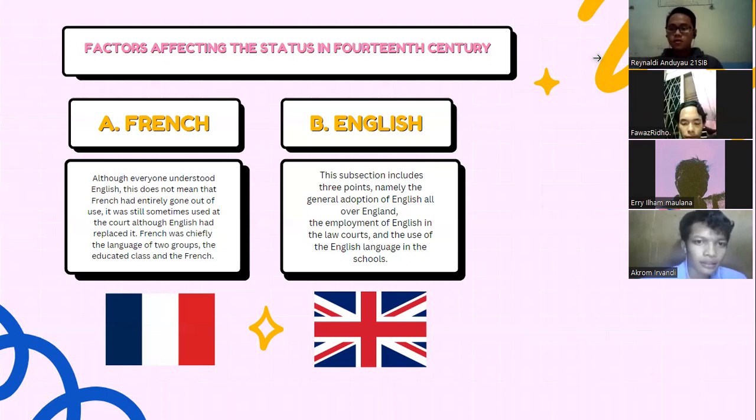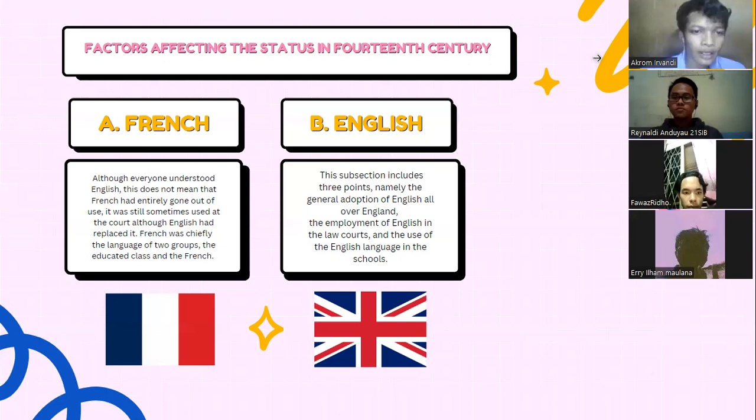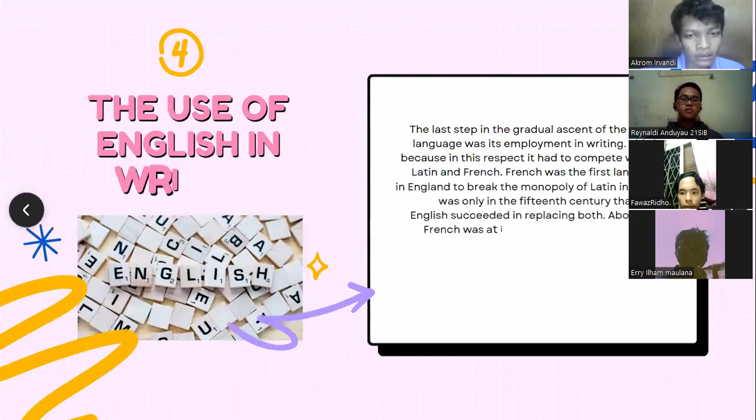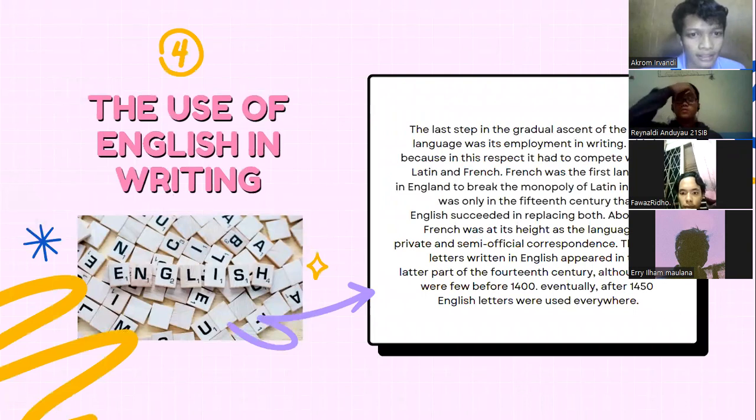Okay. And for the fourth material, English in writing. The last step in the gradual action of the English language was its employment in writing. This is because in this respect it had to compete with both Latin and French. French was the first language in England to break the monopoly of Latin in writing. It was only in the 15th century that English succeeded in replacing both.